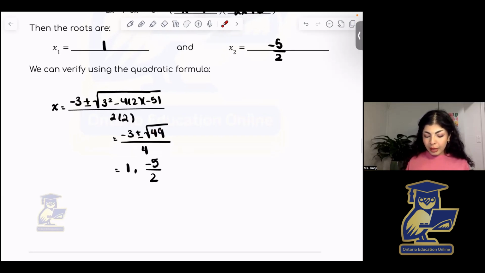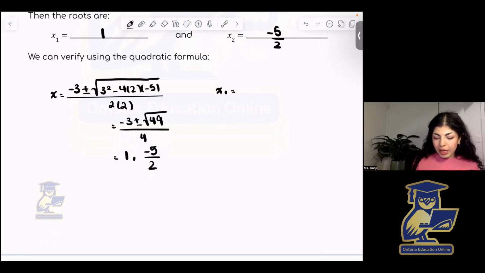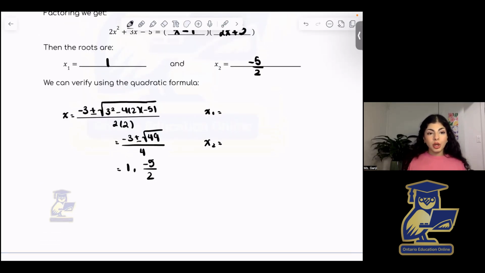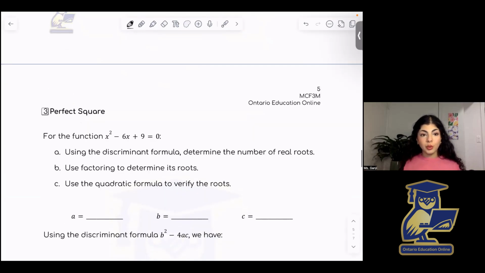So that 49 we already knew, so I just wrote that right away. And now 49 has a square root of 7. So here, a little better form would have been if I split this up into x1 and x2. But I just wanted to show you that, yes, the two roots are going to be the same. And again, we were able to show that, yes, we have two real roots here, which was determined from the discriminant. Now, let's look at our perfect square example.